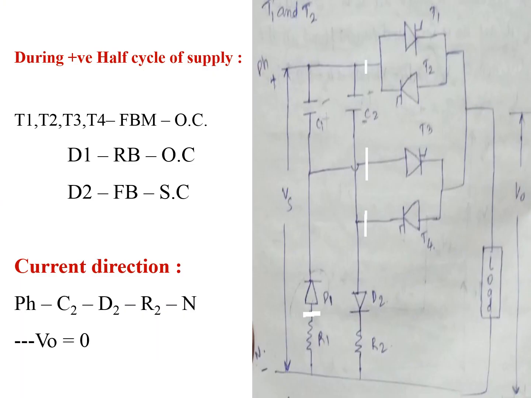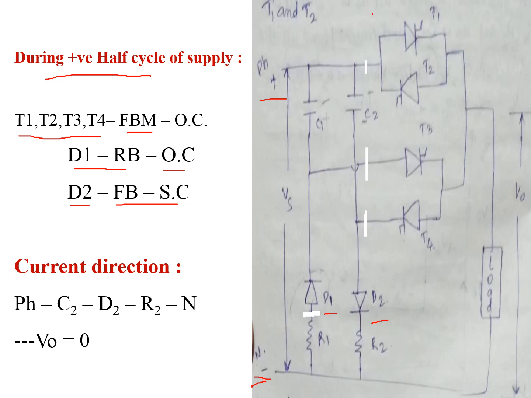Coming to the working, first consider the positive half cycle of the supply voltage. During the positive half cycle, phase becomes positive and neutral becomes negative, and all the thyristors from T1 to T4 are in forward blocking mode. Coming to the diodes, the negative terminal of the supply is connected to the anode of D1, and similarly to the cathode of D2. So diode D1 is in reverse bias and acts as an open circuit, and diode D2 is in forward bias, which acts as a short circuit.